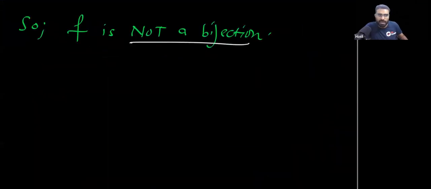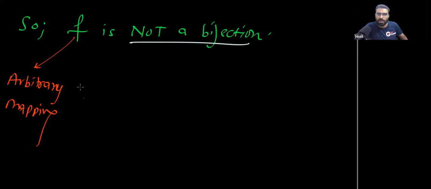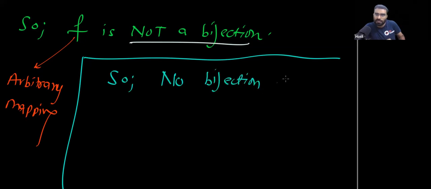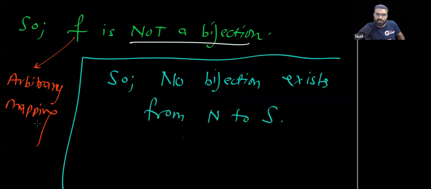And remember, F was arbitrary. This F was an arbitrary mapping. So I can say that no bijection exists from the set of natural numbers to this set S.